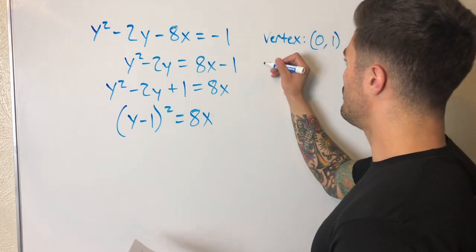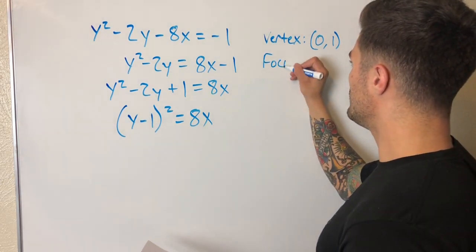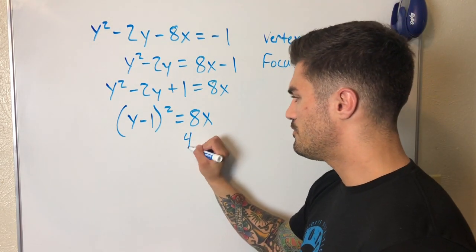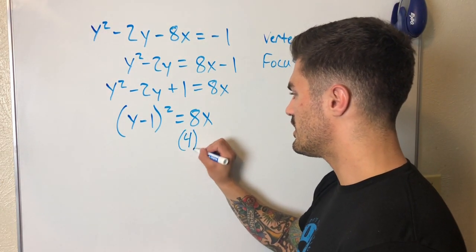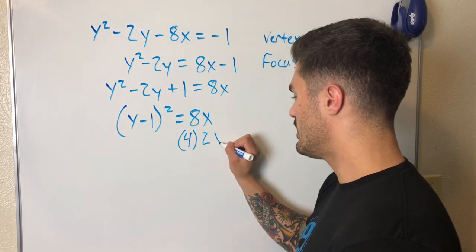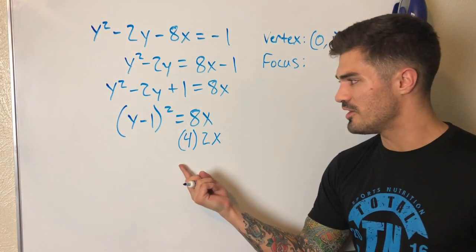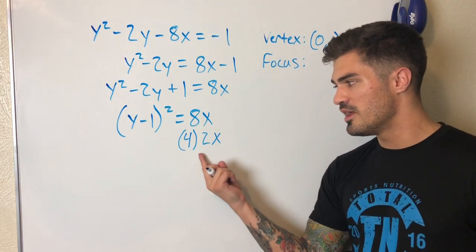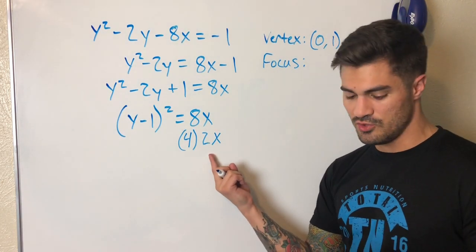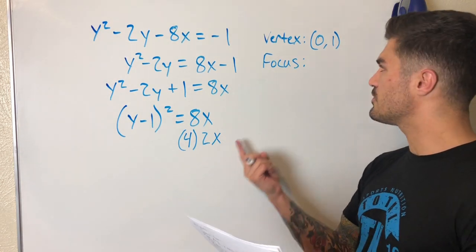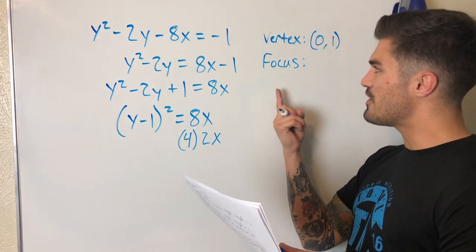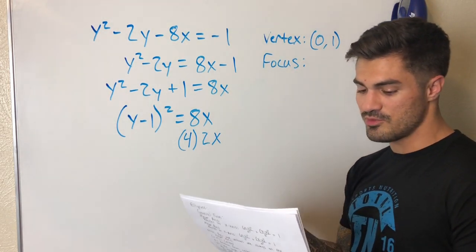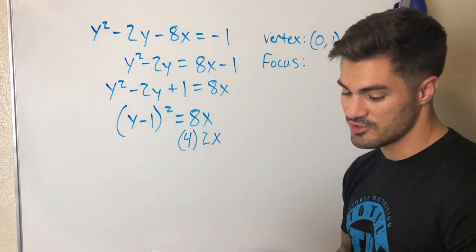What else? It has to find the focus. And this is where I really need that a. A lot of people go even a step further and they rewrite this as 4 times 2x. Okay, because that 4 is always there, right? So basically whatever the coefficient is, if I divide it by 4, I get the a. So the a in this case is 2. Which means that the distance from my vertex to my focus is 2, and the distance from my vertex in the opposite direction to a point on my directrix is 2 as well.